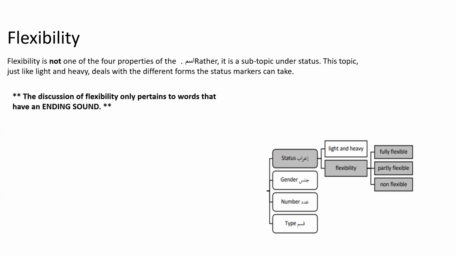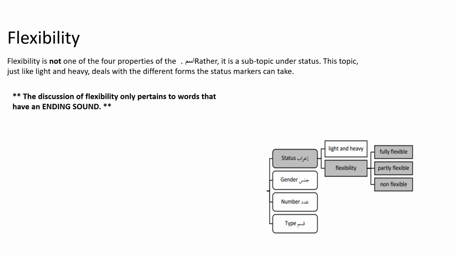Meaning a normal word from our chart. It could be a masculine or a feminine word, right? Muslimatun, muslimatan, muslimatin, okay? Because it has all three different sounds. So these are called fully flexible. And most of the words in the Quran, most of the ism in the Quran are fully flexible, okay? There are two more types of flexibility: partly flexible and non-flexible.